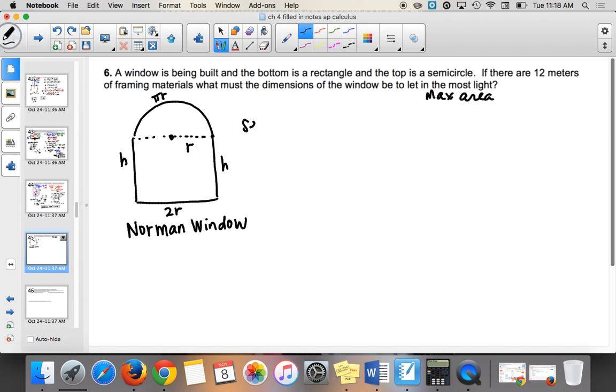So our secondary equation, the one that we're not trying to maximize, but is going to help us get it in a single variable, is that 2r plus h plus pi r plus h has to equal 12. So like going all the way around. You guys see all these pieces?